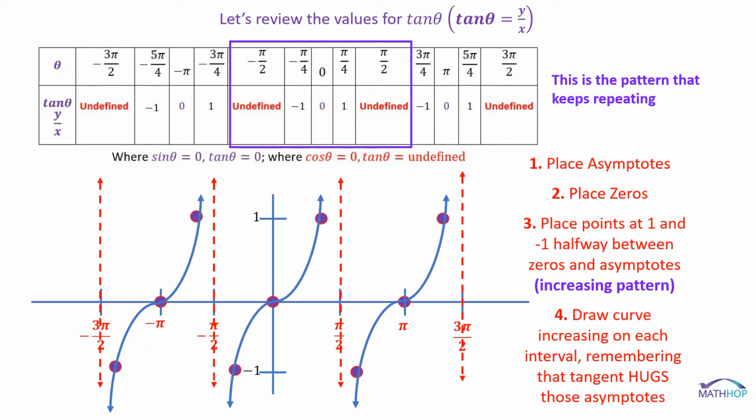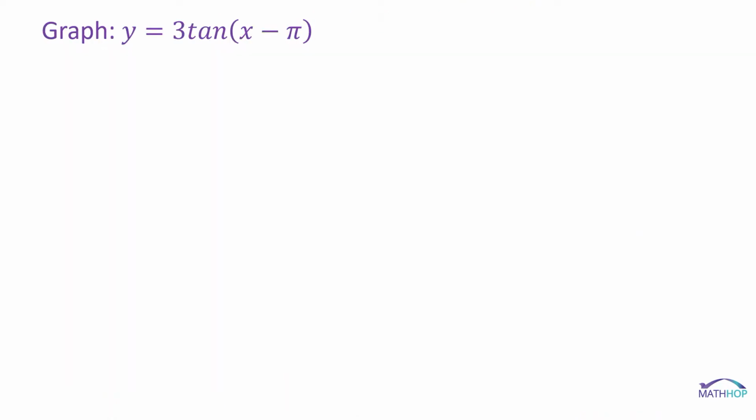Asymptote, -1, 0, 1, asymptote. That's how easy tangent is to graph. You plot those asymptotes, you find your zeros midway between, you find that vertical stretch point midway between the zeros and the asymptotes, and you're done. So now let's look at one that actually has some transformations.